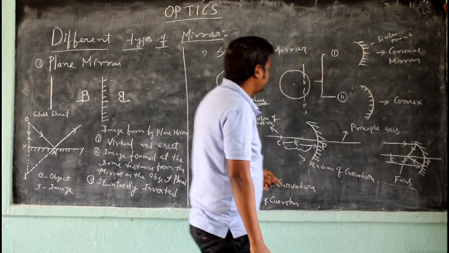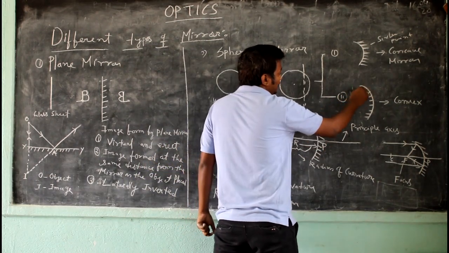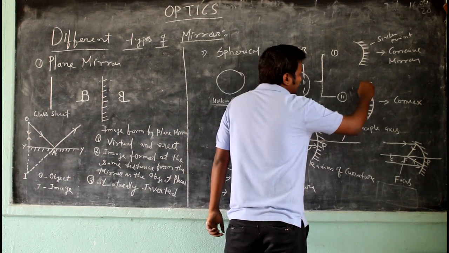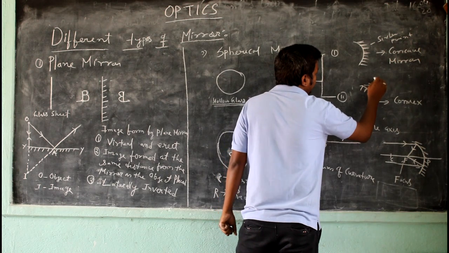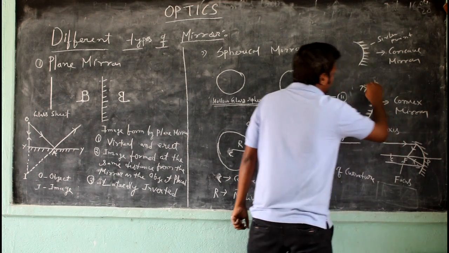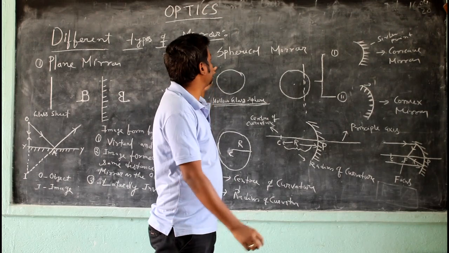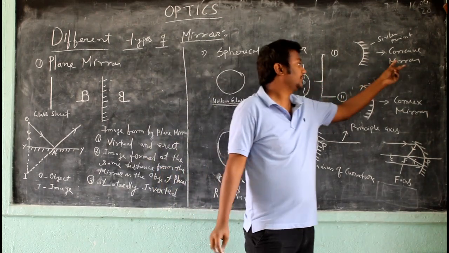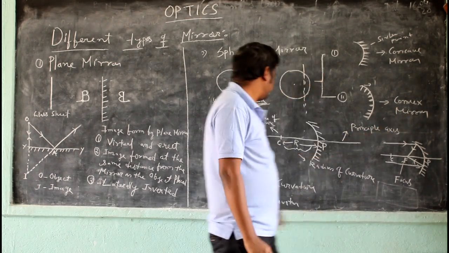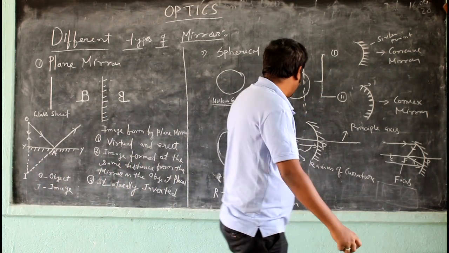Now, similarly, if you paint it on the same side as the center of the sphere from which you have cut this, then the reflecting side will be this side. Then this type of mirror is called a convex mirror. So we got two types of spherical mirror: one is the concave mirror and one is the convex mirror. Next, some definitions of the spherical mirror.